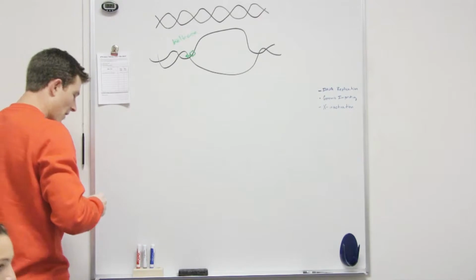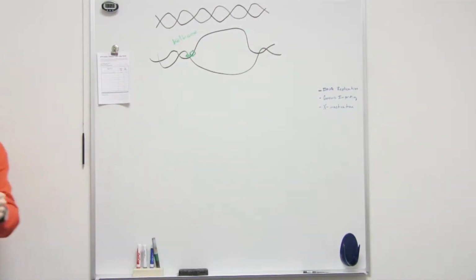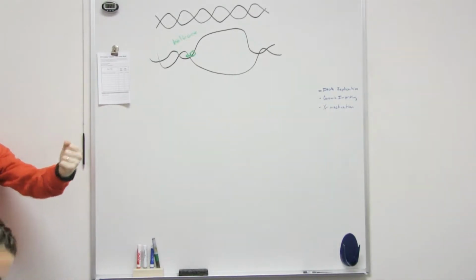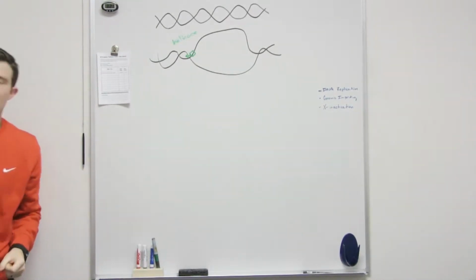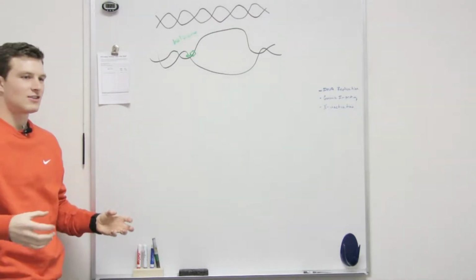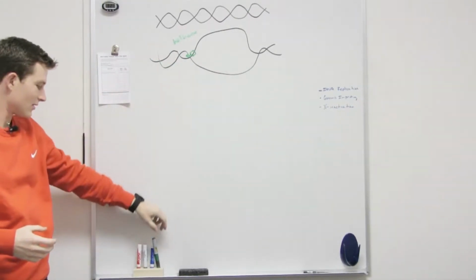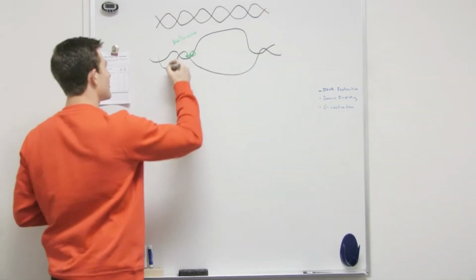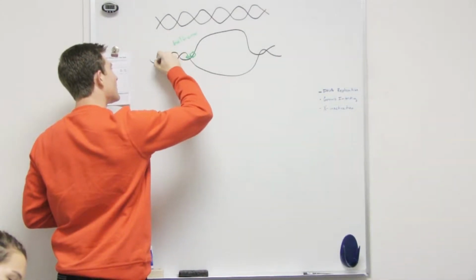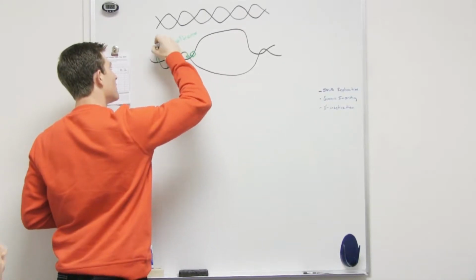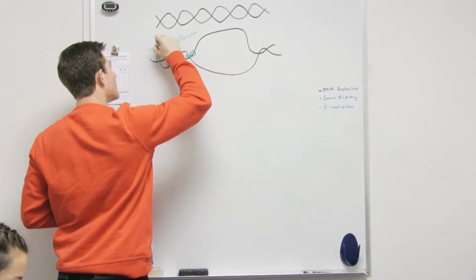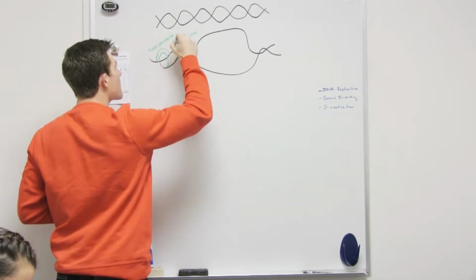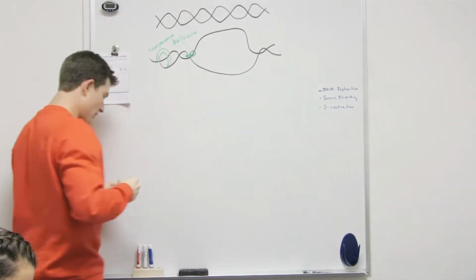Now we have another one that helps with the tension on these strands. If you ever pull a rope and it's twisted and you keep doing it, it gets more and more tight. So we have an enzyme that helps relieve that tension that happens in these strands. What's the name of that one? Topoisomerase. There we go. It's down here, helping relieve that tension.